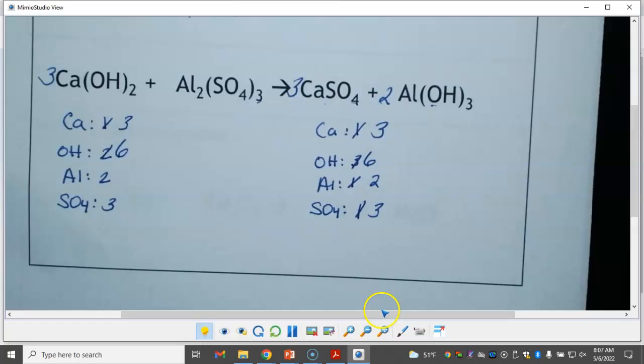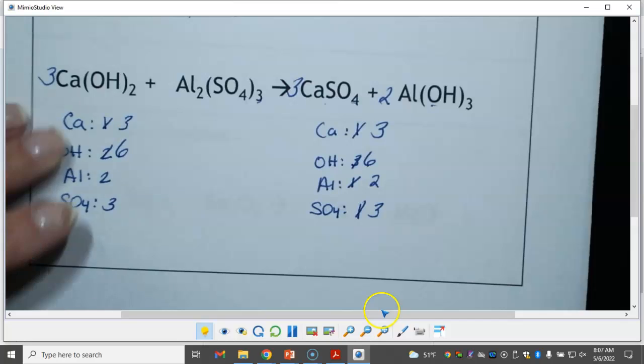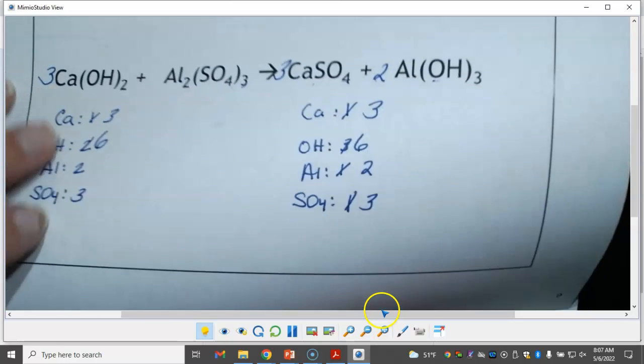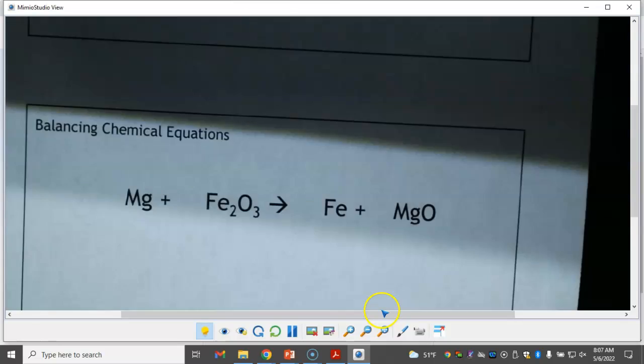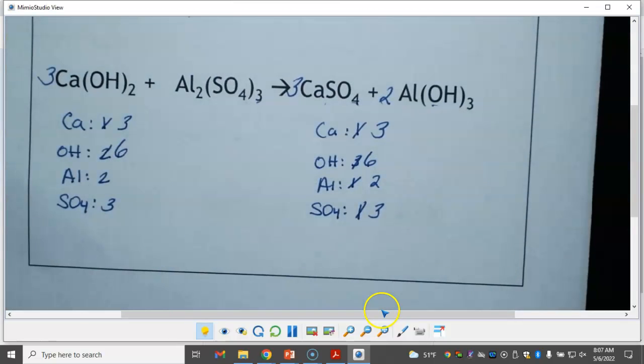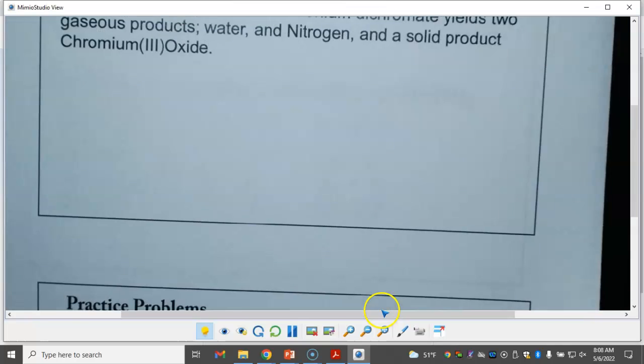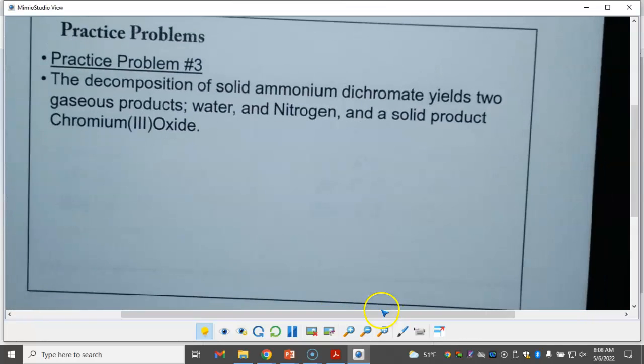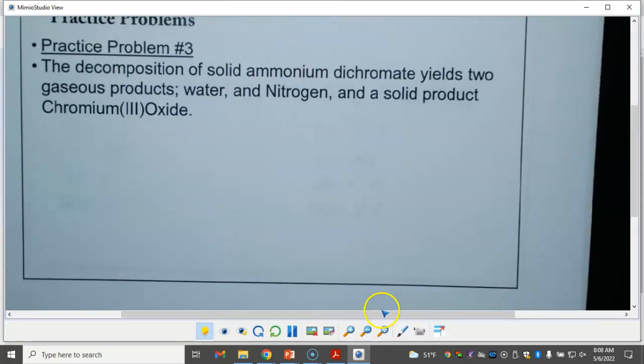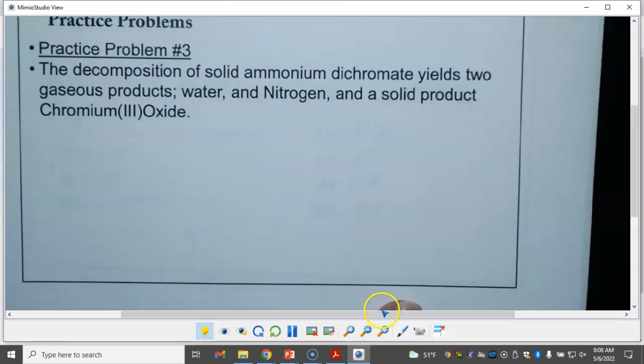Okay. If it's easier for you to list out every single element, you can do that as well. Okay. Let me give you one other example, because sometimes you're forced to break out all of the elements individually. I don't know if we did this one together or not. Okay, let's just do this one.